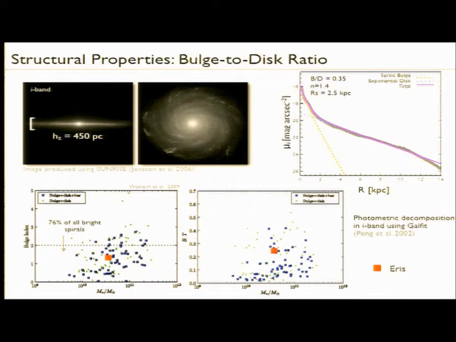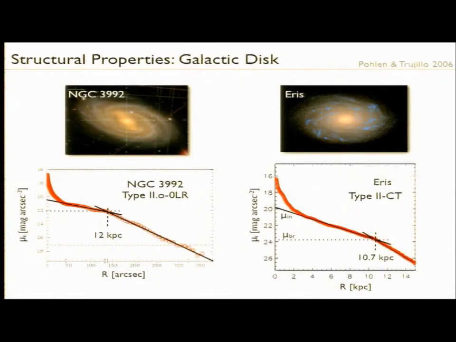Again, this is the stellar mass of nearby spirals. This is the Sérsic index of the bulge. We're doing pretty well in this. Also, the bulge-to-total ratio is a little bit on the high side, but still within what we see in the local universe. Also, there are little details in galaxies.